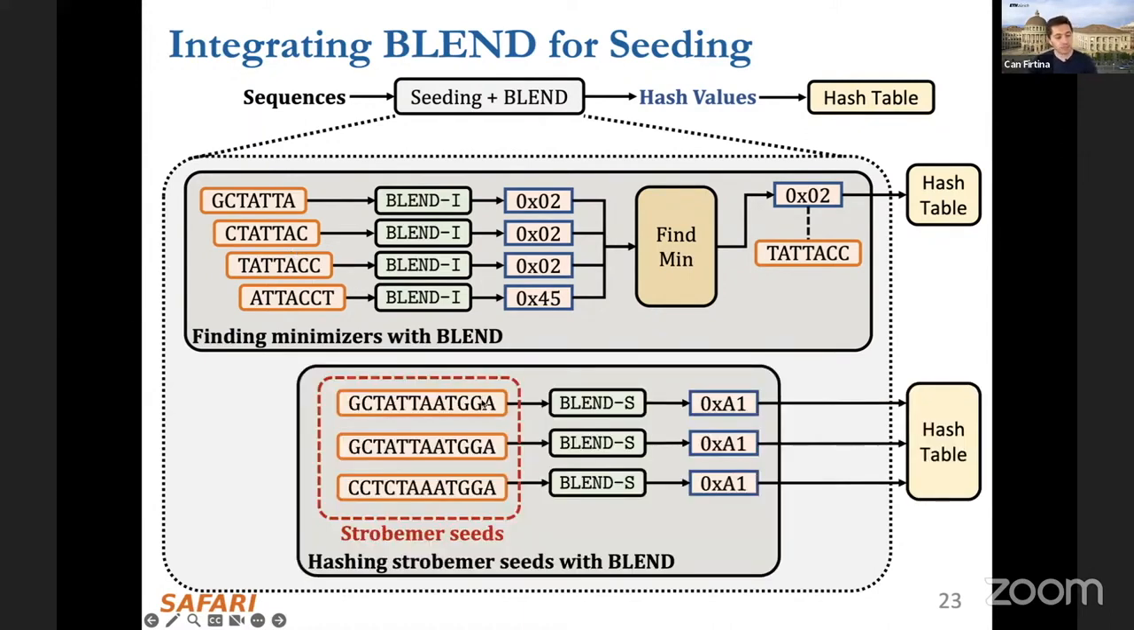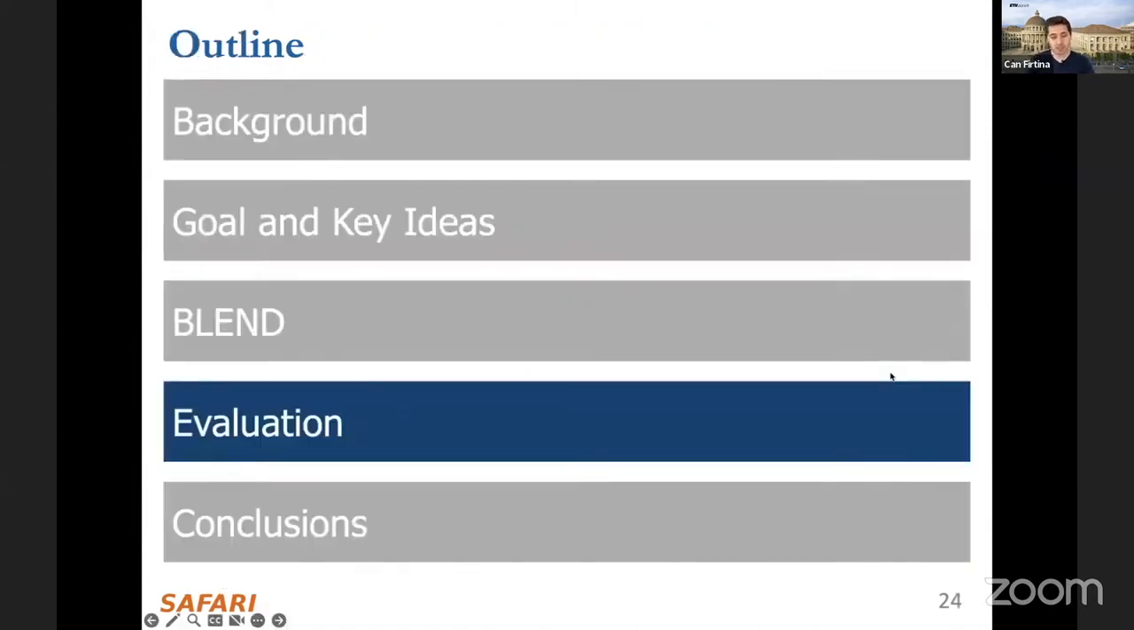Another seeding mechanism that we use with BLEND is the strobemer seeds. So we take the strobemer seeds as is, after linking the k-mers, let's say. And then we use the BLEND-S technique to generate the hash values of these strobemers. And then we use the hash tables to store or query the hash tables. So with that, I covered all the mechanisms in BLEND. Now I'll go over the evaluation part.